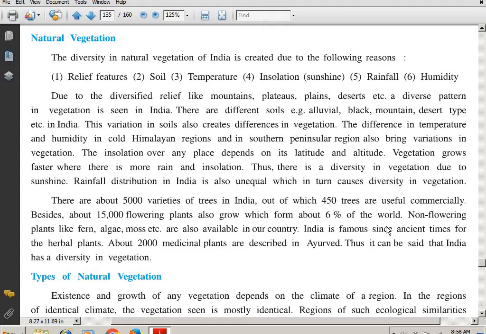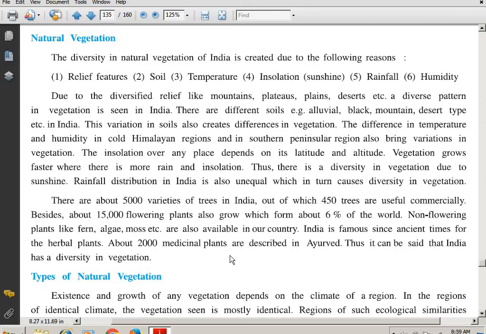Non-flowering plants like fern, algae, moss, etc. are also available in our country. Underline the names: fern, algae and moss. India is famous since ancient times for herbal plants. About 2,000 medicinal plants are described in Ayurveda. Underline 2,000. Thus, it can be said that India has a diversity in vegetation.